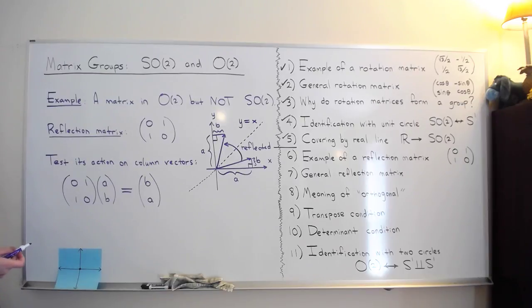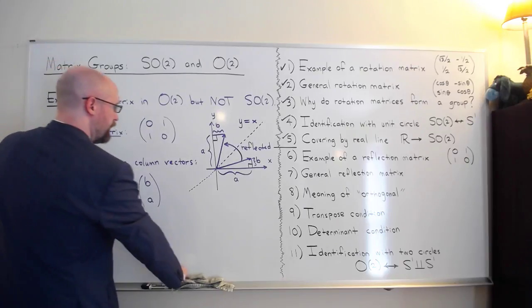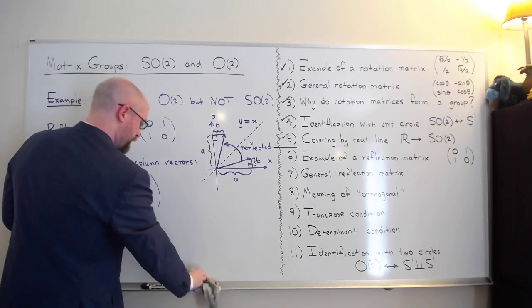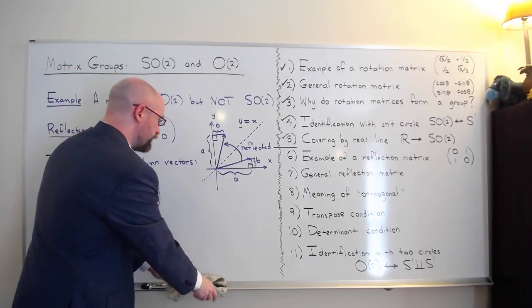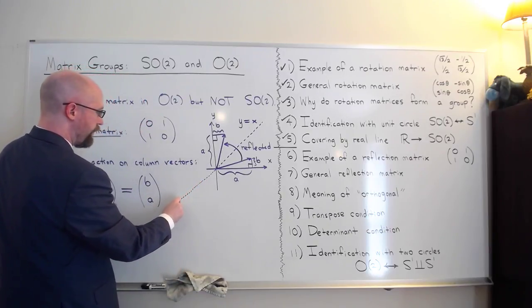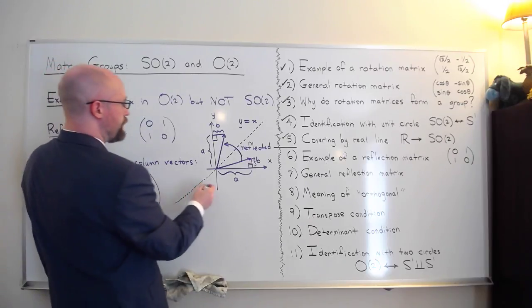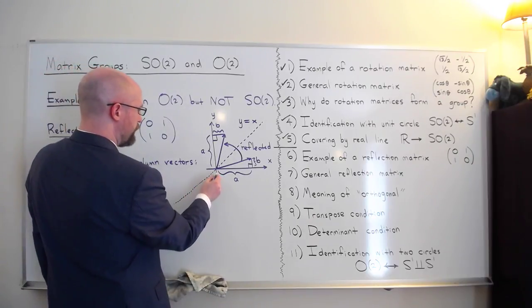It reflected across this line. Now, I think it's pretty clear that this matrix will do that same thing to any vector because I haven't specified what the vector is. I've just said an a and a b. I mean, suppose that I pick another vector.